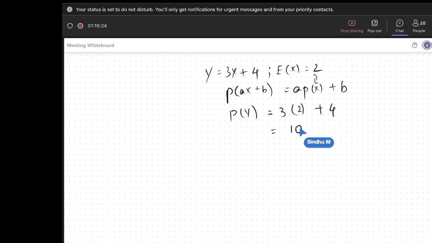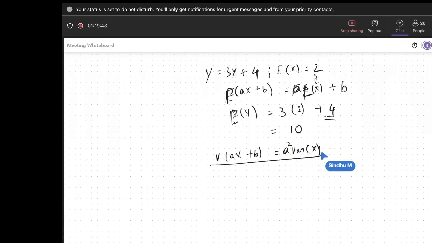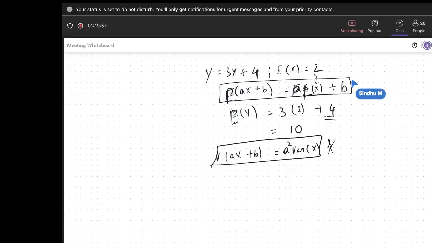So for the expectation formula, sorry, this will be expectation. You have to add the constant. But for the variance formula, you don't have to add the constant. It will just be a square into variance of x. So don't get confused. In the variance formula, the b term, the constant term will not be there. But in the expectation formula, the constant term will be there.